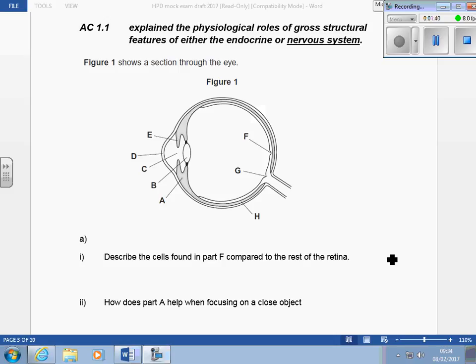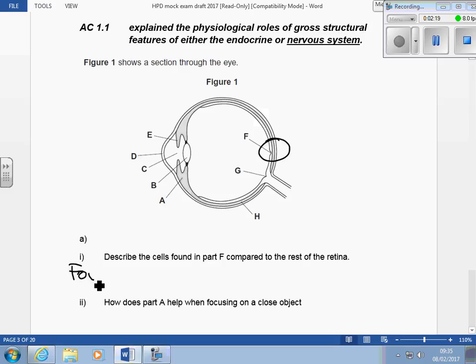So the first bit, describe the cells found in part F, so that's this little bit here, compared to the rest of the retina. What do we call part F? That's the fovea. And we have 2 types of cells in the retina generally. Which type are found concentrated in the fovea? That's the cones. And there are very, very few cones as far as the rest of the retina is concerned. So that's really what that's about. And that's the part of the retina where we focus images that we really want to concentrate on.